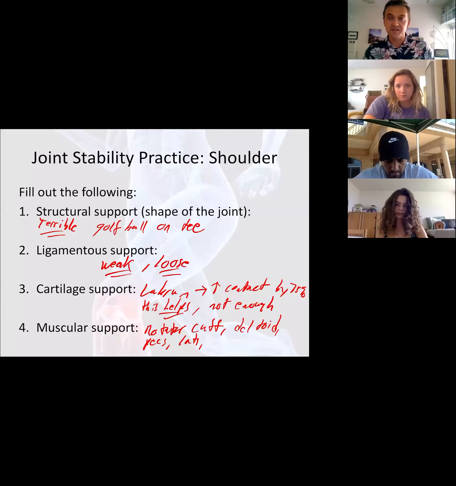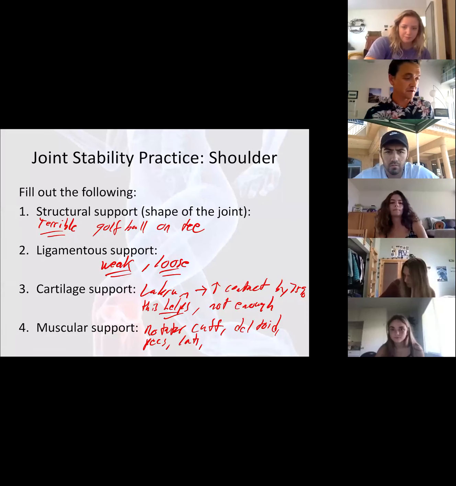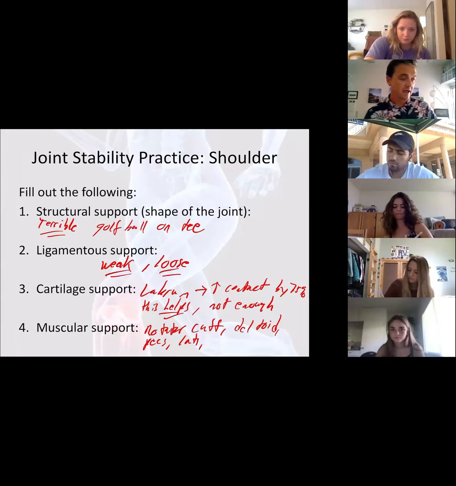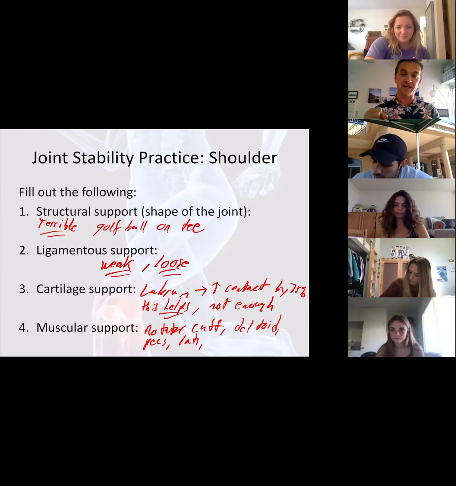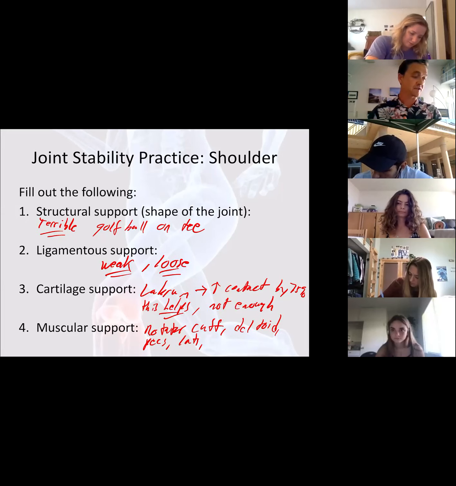All right, guys, looks like everybody's back. I went ahead and filled in my notes for that, and I'll run through that real quick. Structural support in the shoulder: terrible. This is the worst. We think of this as a golf ball on a tee: a big round socket with a tiny little tee. It doesn't give us much support, but it gives us a lot of movability. We can move it a lot because of that.